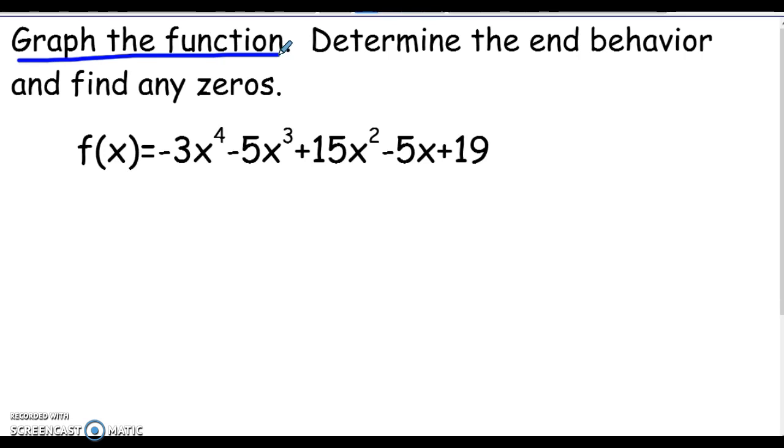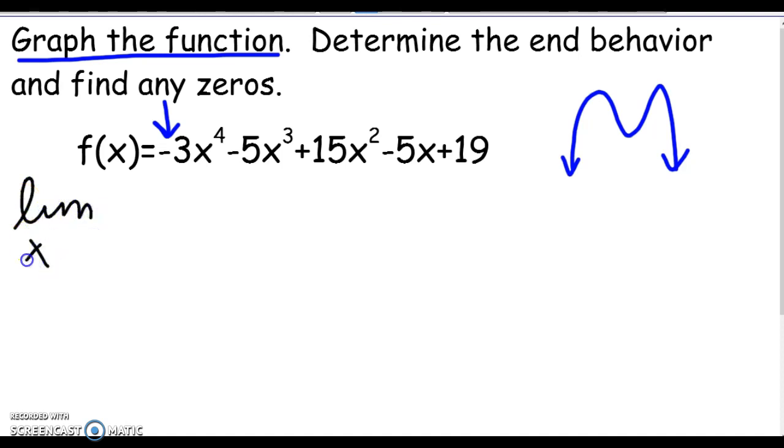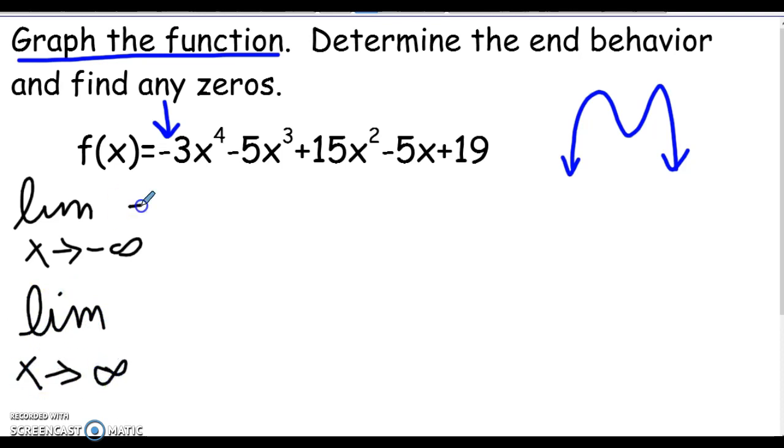What's your degree? It's to the 4th. So it's either going to kind of be W or M. How do you know? Because it's 4th, and then here, so the basic gist is going to be like that. So, end behavior. How do I write that? I say, well, the limit as x approaches -infinity, and the limit as x approaches +infinity. So both of them, it starts low, ends low. There you go.